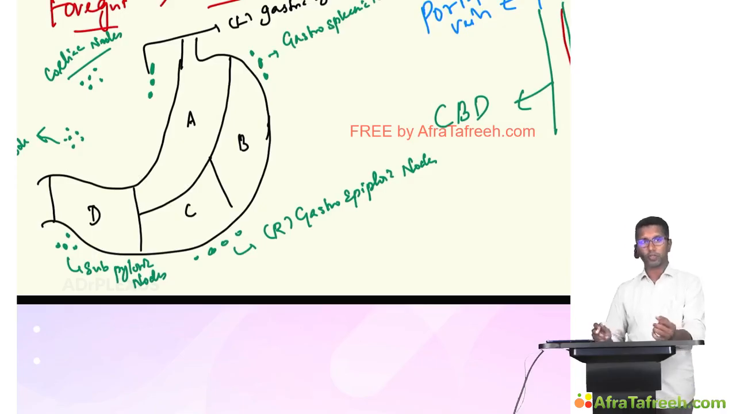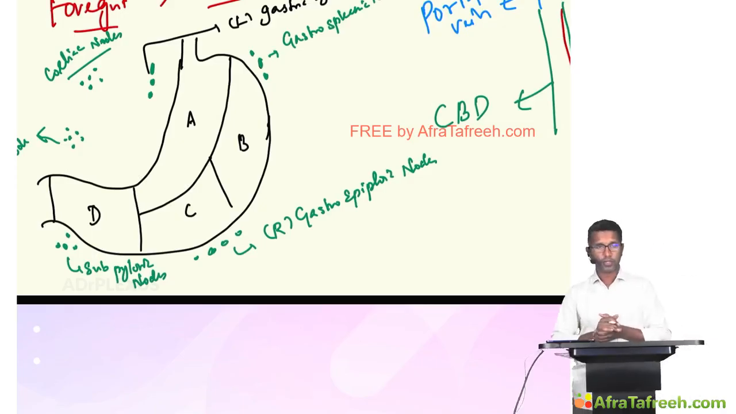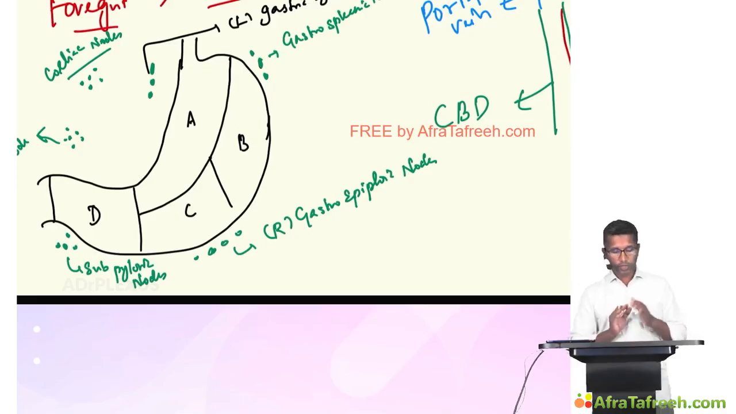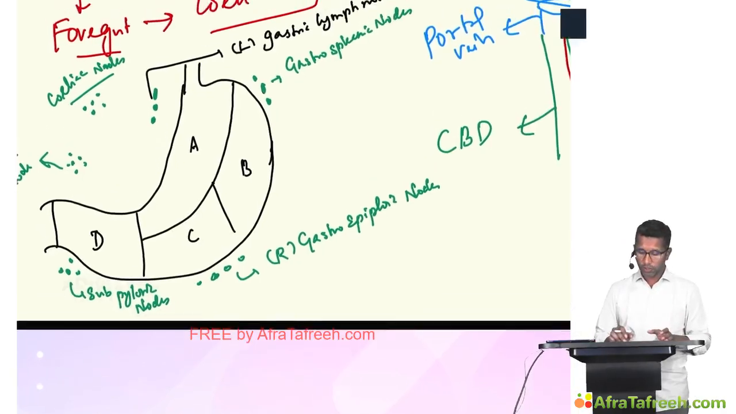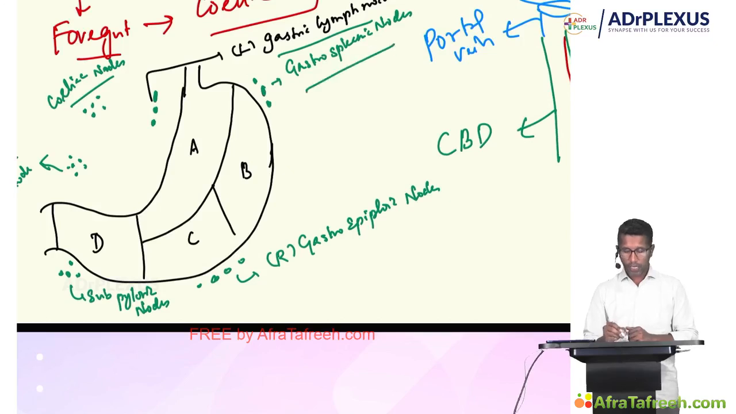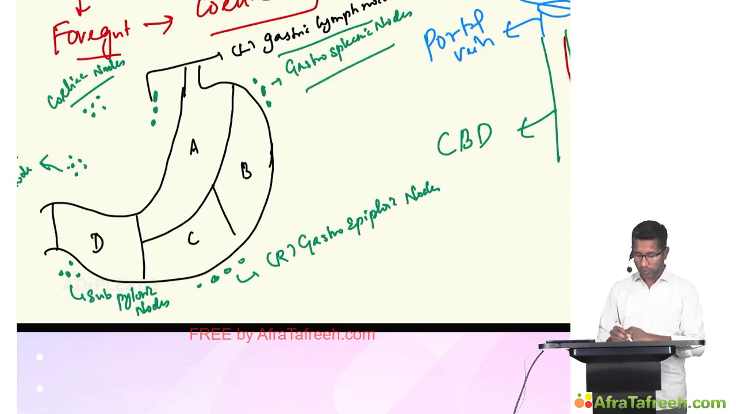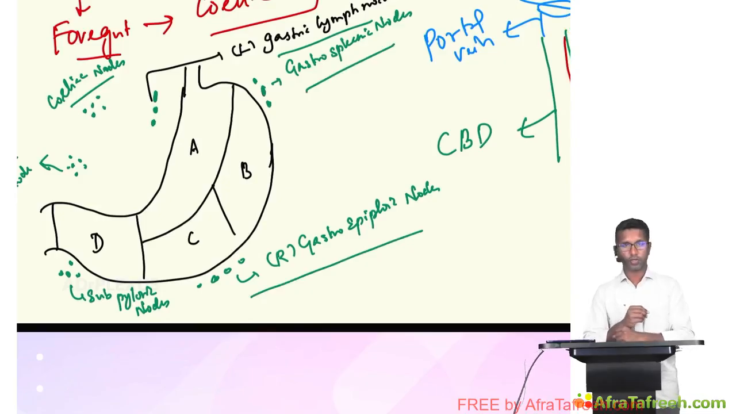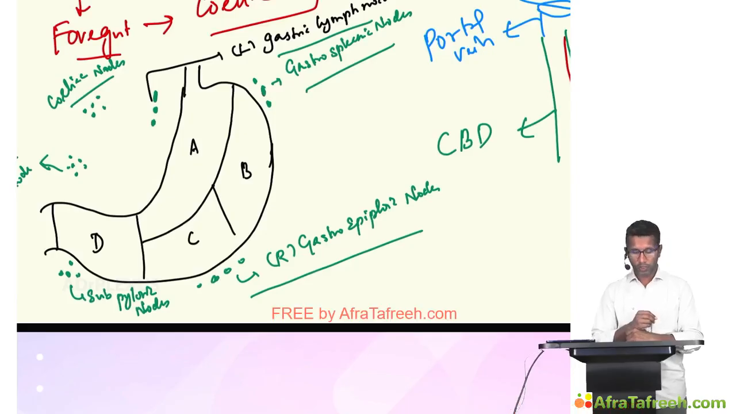So the stomach is surrounded by a lot of lymph nodes. Along the lesser curvature, you have the gastric lymph nodes. Along the greater curvature, you have the gastrosplenic nodes. Towards the lower part of the greater curvature, you have the gastroepiploic nodes. Below the pylorus, you have the subpyloric nodes, around the hepatic artery, the hepatic nodes, and around the celiac trunk, the celiac nodes.